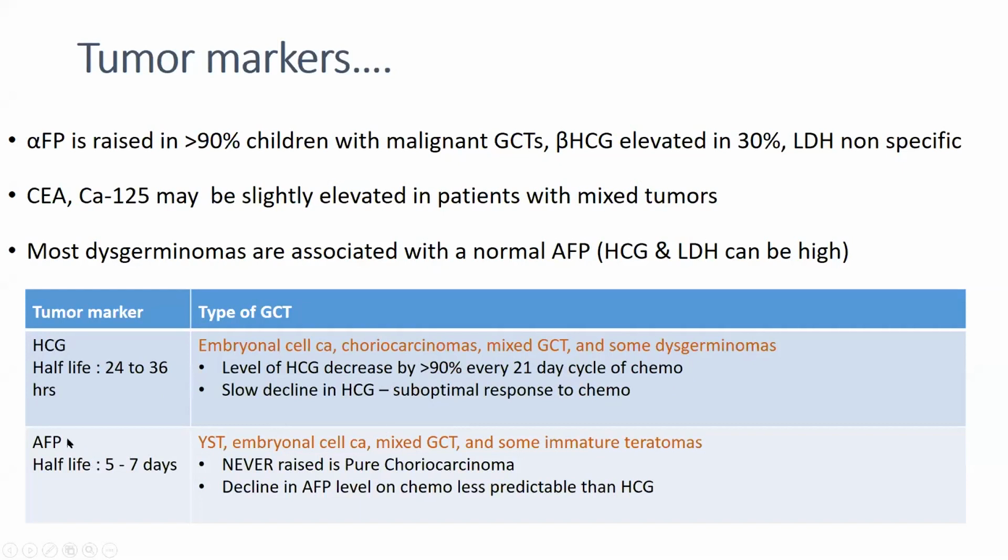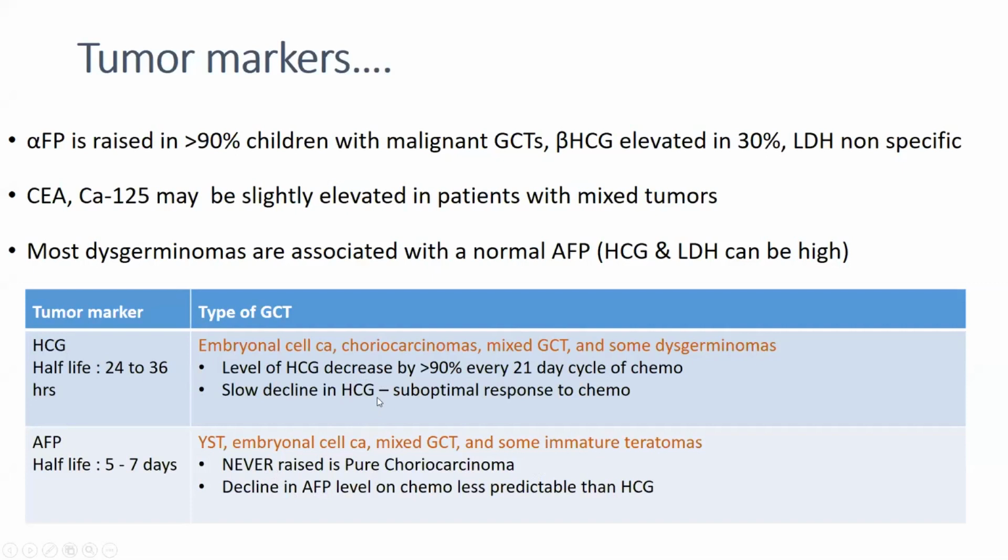So the half-life of AFP is 5 to 7 days, and it is elevated in yolk sac tumor, embryonal cell carcinoma, mixed germ cell tumor, and sometimes in immature teratoma, but never raised in pure choriocarcinoma or dysgerminoma. So the decline in AFP is less as compared to the HCG.